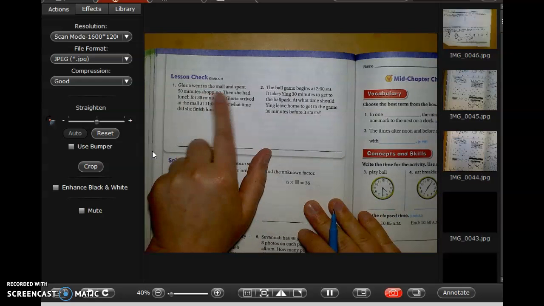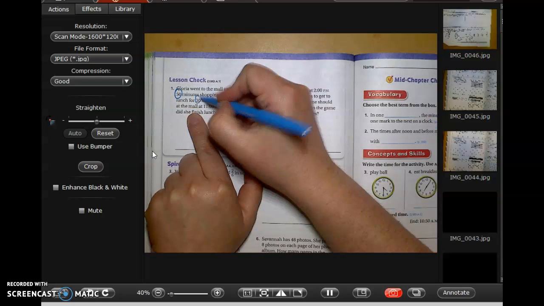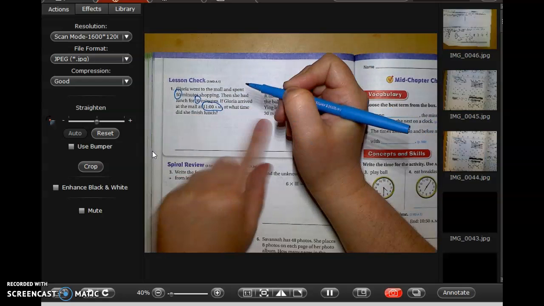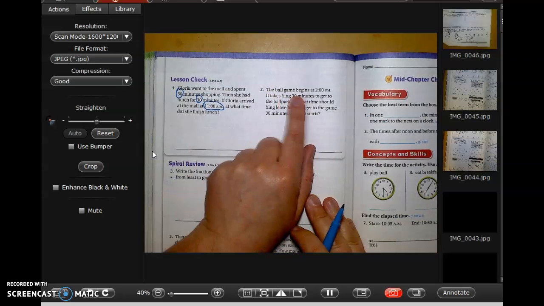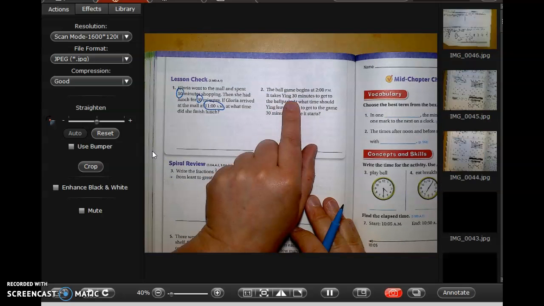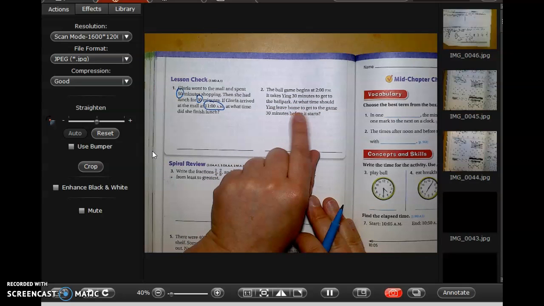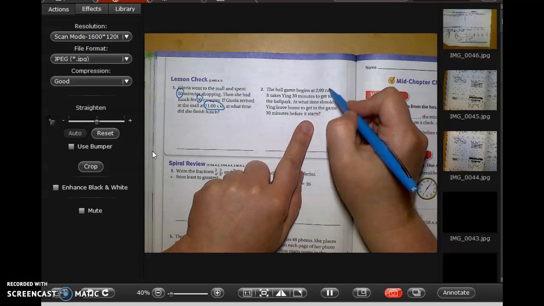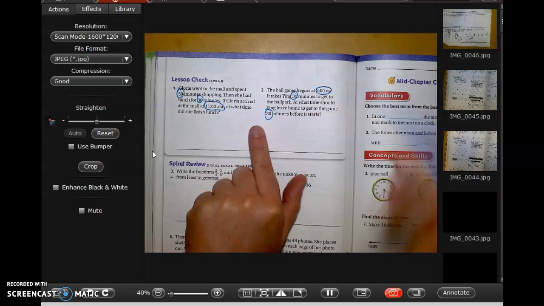Gloria went to the mall and spent 50 minutes shopping. Then she had lunch for 30 minutes. Gloria arrived at the mall at 11 a.m. What time did she finish lunch? Make your number line. The ball game begins at 2 p.m. It takes Ying 30 minutes to get to the ballpark. At what time should Ying leave home to get to the game 30 minutes before it starts? So here's the time it begins. She needs 30 minutes there and 30 minutes before.